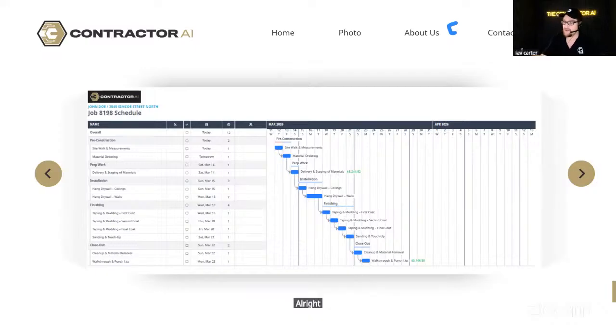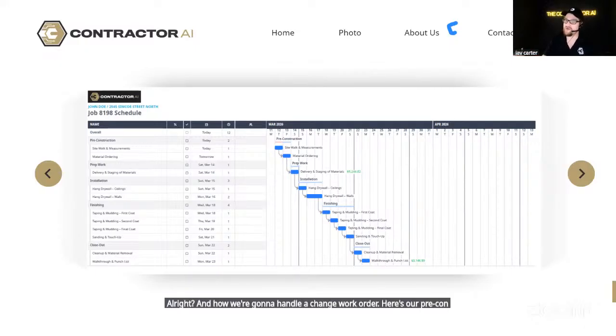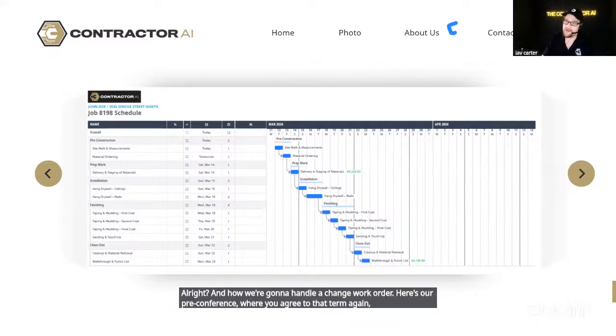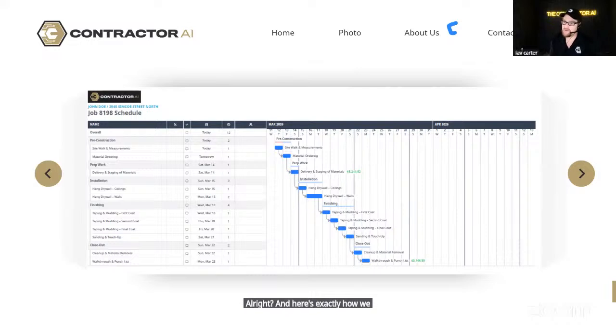But when you can say to a customer, here's my contract term and how we're going to handle a change work order. Here's our pre-conference where you agreed to that term again, and here's exactly how we handled it. Do we have a dispute anymore? Probably not. This is what I mean about leveraging these things ahead of time.